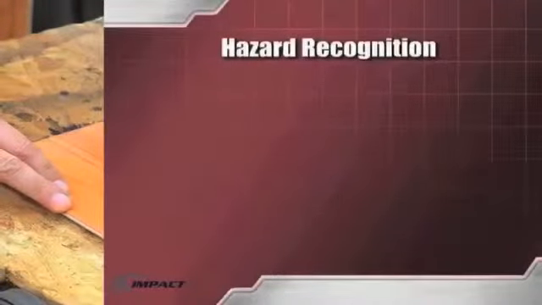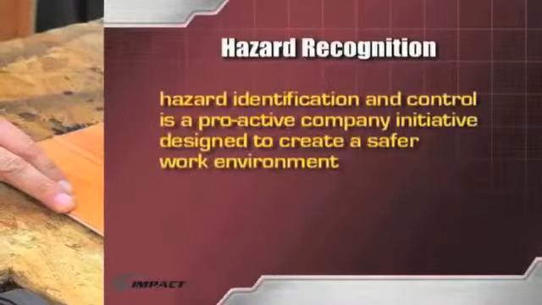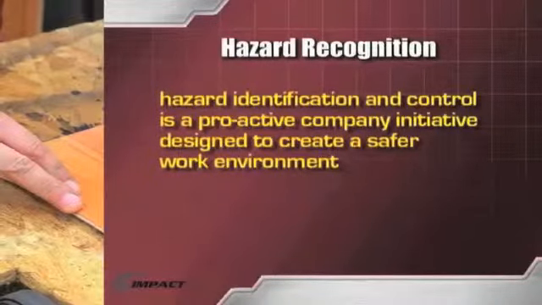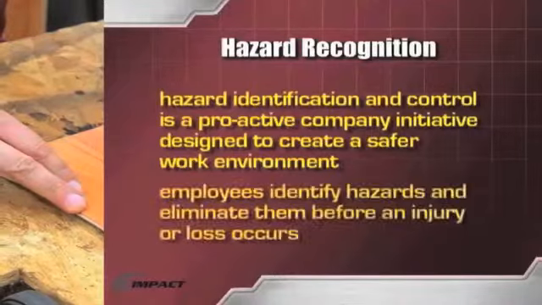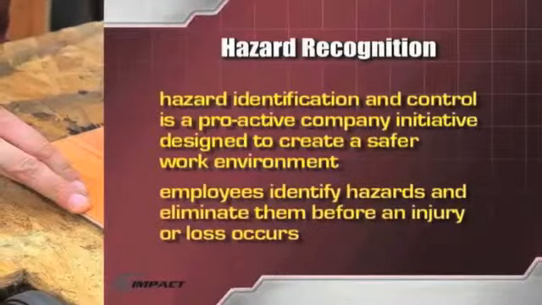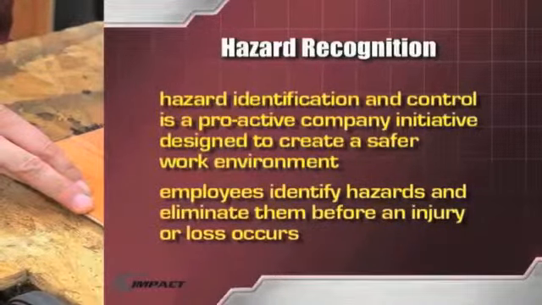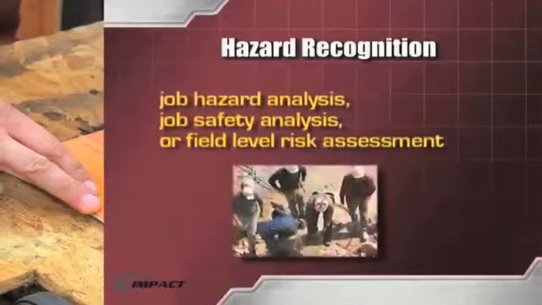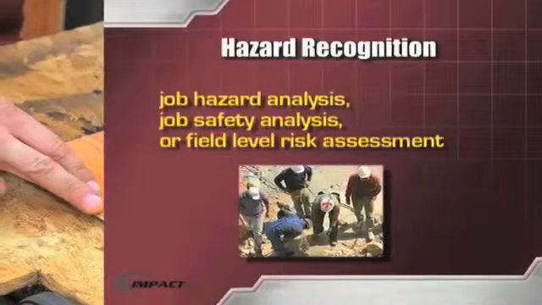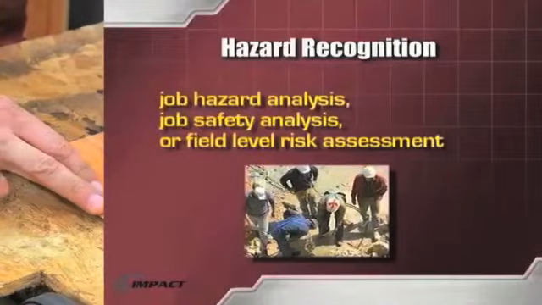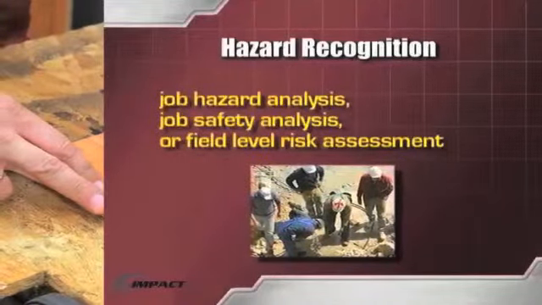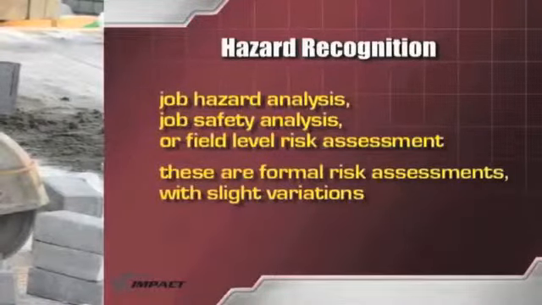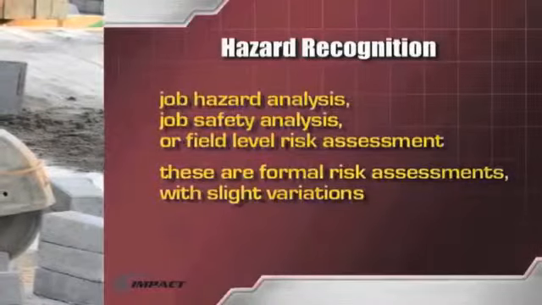Hazard recognition. Hazard identification and control is a proactive company initiative designed to create a safer work environment by having employees identify hazards and eliminate them before an injury or loss occurs. Your company may utilize a job hazard analysis, job safety analysis, or field-level risk assessment as part of its program. Essentially, all of these are formal risk assessments with slight variations.